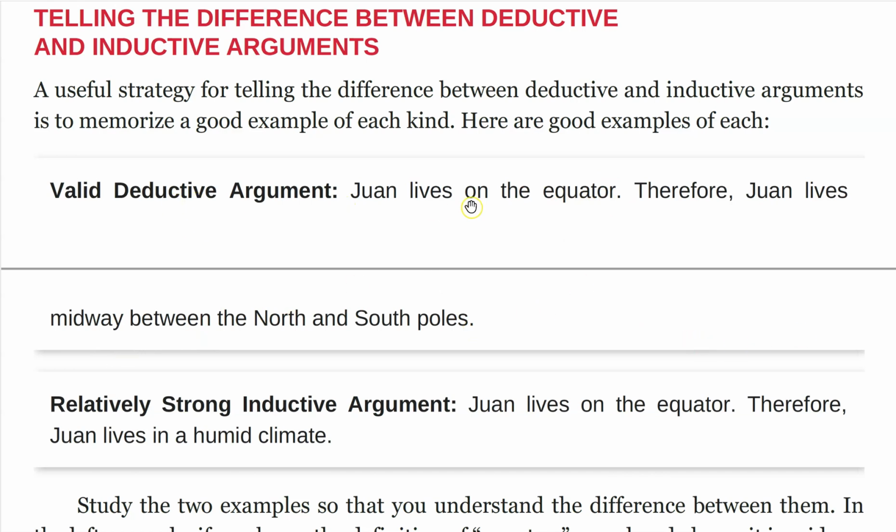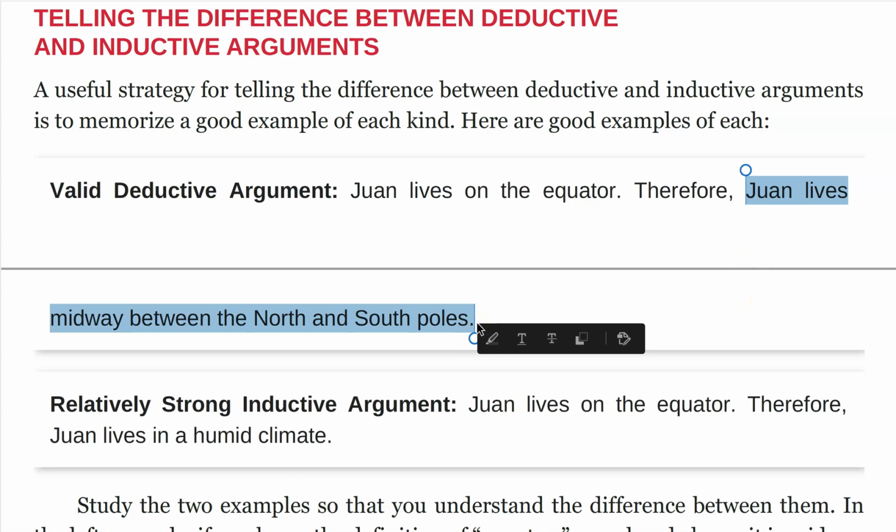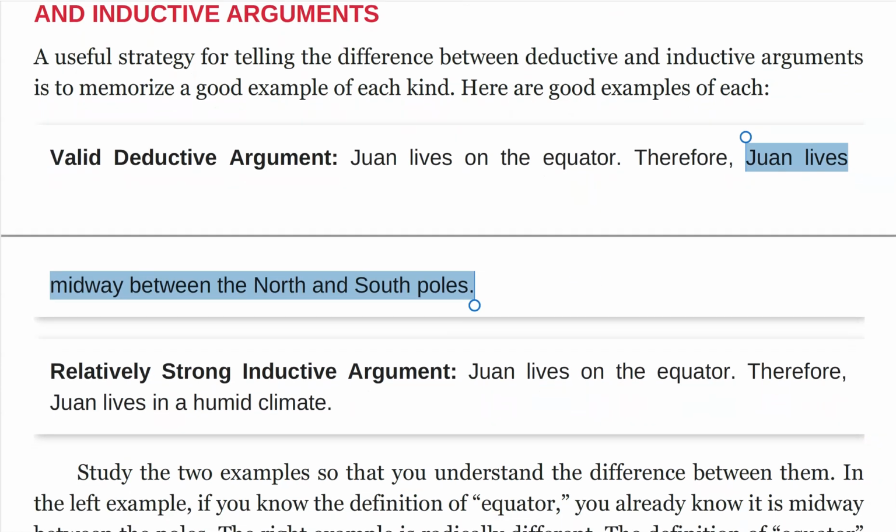So we can see that this is a valid deductive argument. If Juan lives on the equator is true, then Juan lives midway between the North and South poles is also, by necessity, true. We can see that there's no way out of it. It's 100% certain. It has all the features of a valid deductive argument. So go ahead and commit that to memory if you're still struggling. I think practice is a better choice, but to each their own.